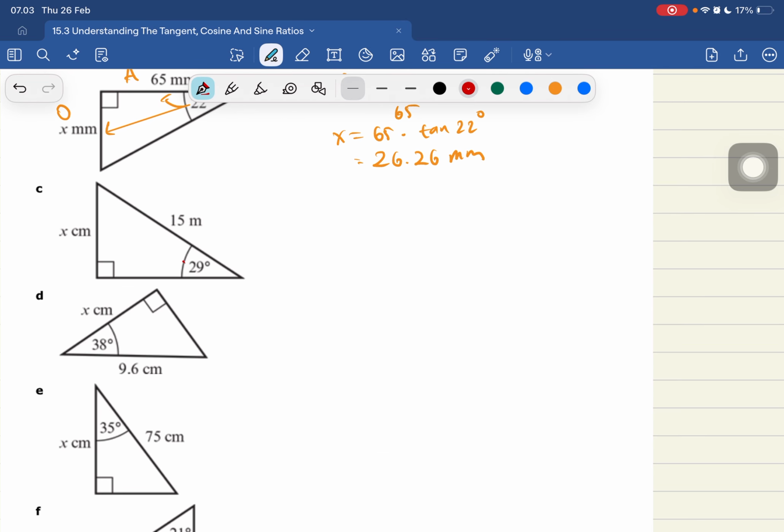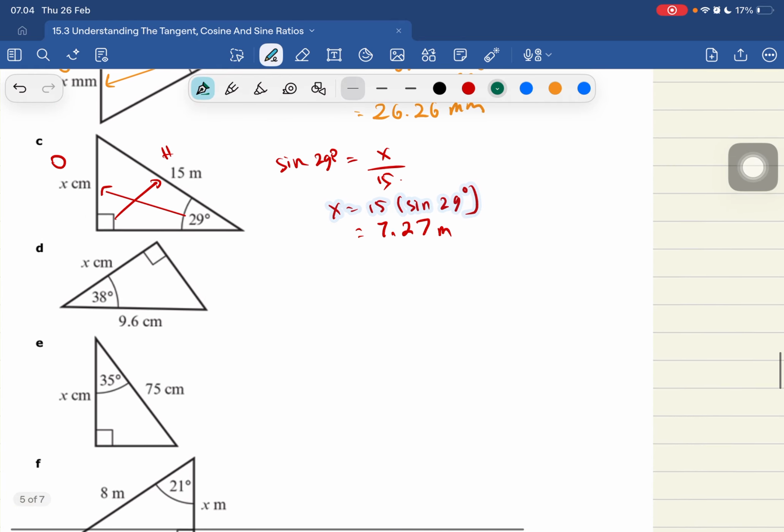Okay, what information we got? Opposite of the angle and the hypotenuse, the longest line. So we can use sine 29 degrees equals opposite x divided by hypotenuse. So x, we can rearrange it, multiply by 15 both sides. We multiply it by sine 29 degrees. You can use a calculator and you will get the answer of 7.27 meters.